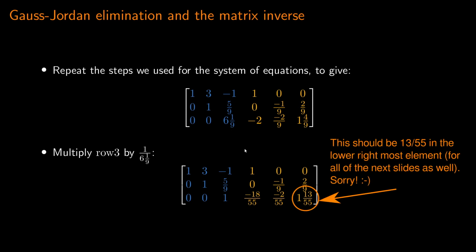So the first thing that we're going to do is multiply row 3 by 1 over 6 1/9. Okay, so 6 1/9 divided by 6 1/9 is of course 1, and we modify all the other elements in row 3 accordingly, and we get these admittedly fairly unwieldy fractions. That's 1 and 13/55, by the way, and that one there is 2 9s. They do get close together. Apologies about that, but hopefully that will be sufficiently clear.